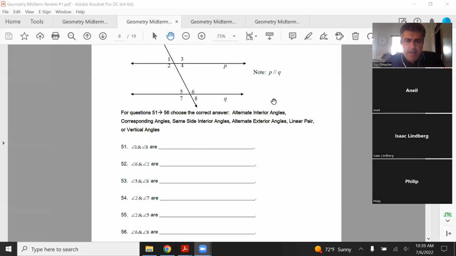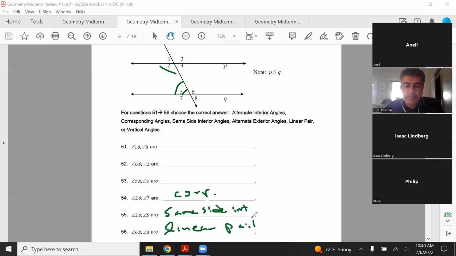Okay. 2 and 7 are going to be corresponding. 2 and 5 are going to be same side interior. 6 and 8 are going to be linear pair again. Well, I'll say again, I don't think we have linear pair to begin with, but that's a linear pair.